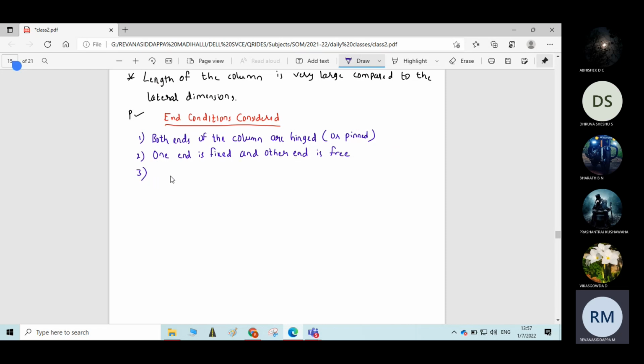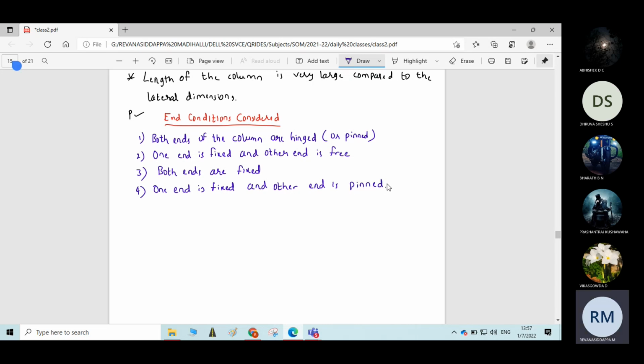The third condition is both ends of the column are fixed. This is the third end condition. The last end condition is one end is fixed and the other end is hinged or pinned. One end is fixed and the other end is pinned.